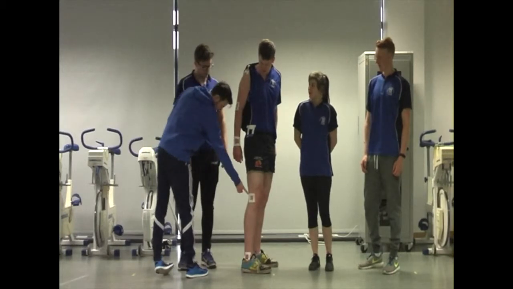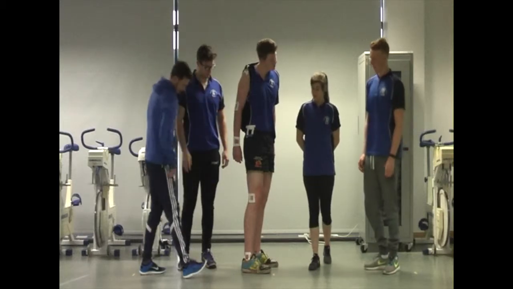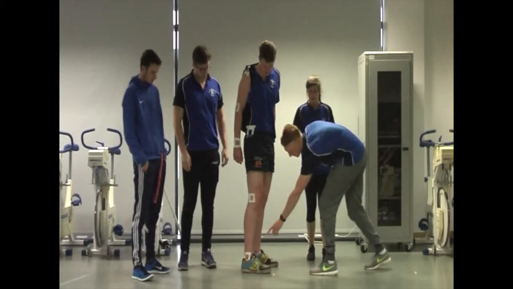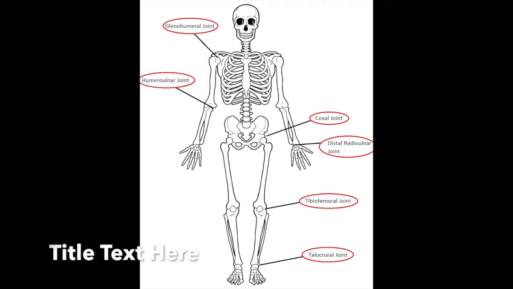This is the tibiofemoral joint, also known as the knee. It is a hinge joint. This performs flexion and extension. Taloaxial joint, also known as the ankle. This is a hinge joint which performs plantar flexion and dorsiflexion. And here we have a more easily identifiable version of this.